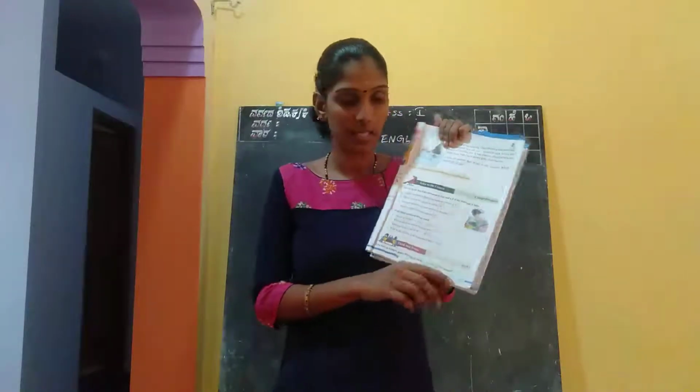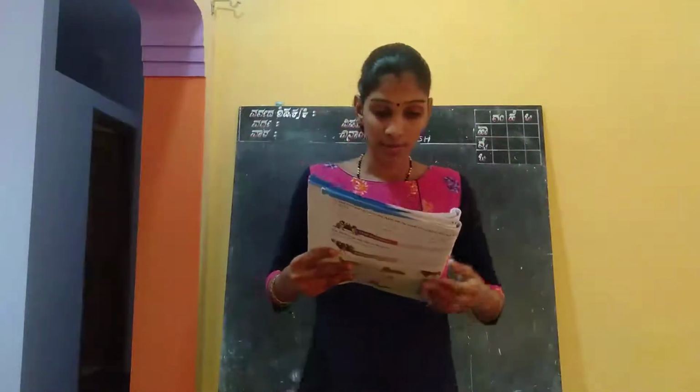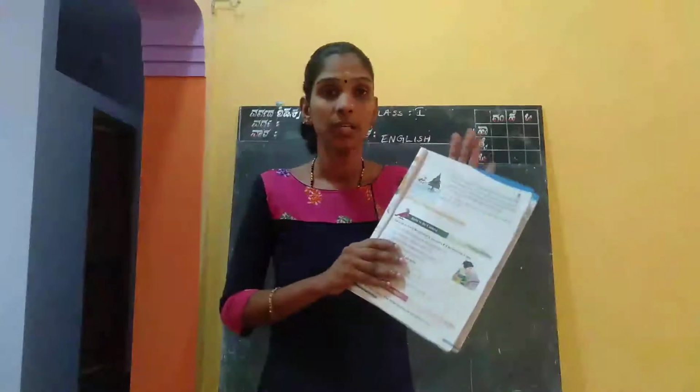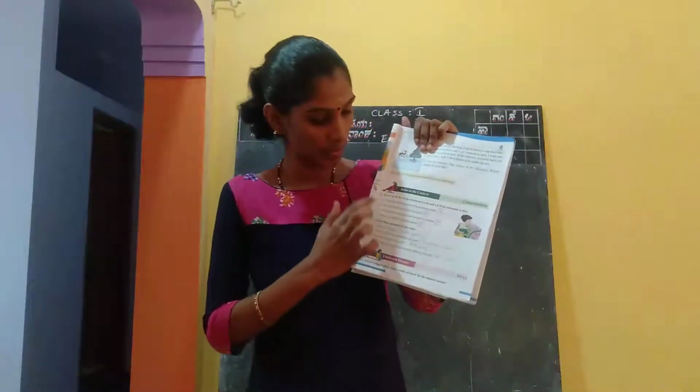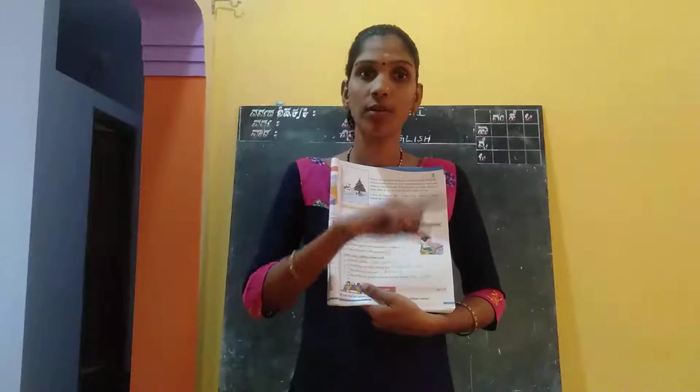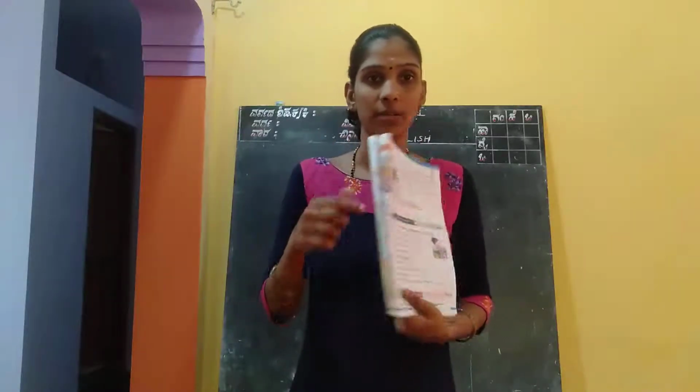Page number 17. See, first activity: put a tick in the box if the statement is true and a cross mark if the statement is false. Four statements are given there. Which is correct, we have to tick for it. Which is wrong, we have to mark it with a wrong mark.